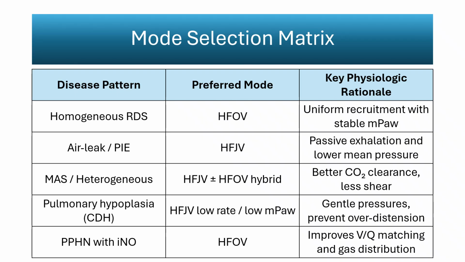Neither mode is universally superior. Success depends on selecting the system whose flow and pressure characteristics best fit the infant's disease pattern and maintaining it within a protective, stable lung volume range.